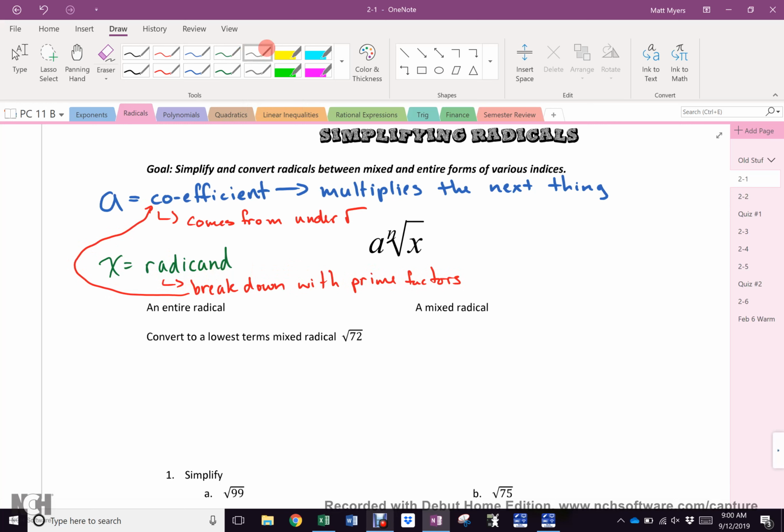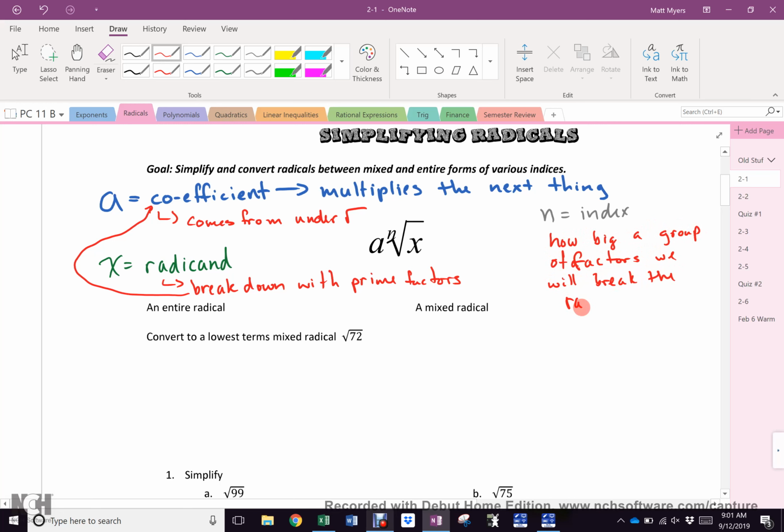And lastly, n is the index. And that tells us how big a group of factors we will break the radicand into.